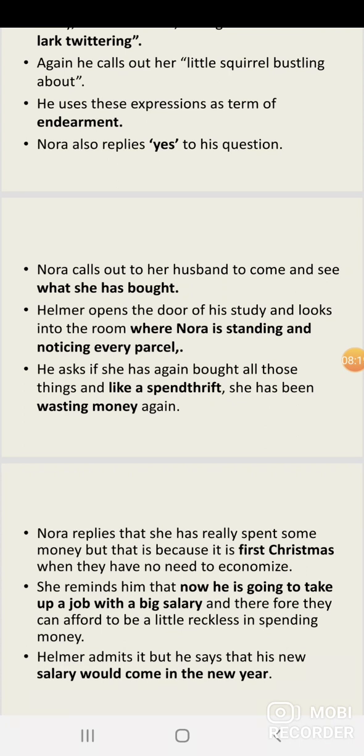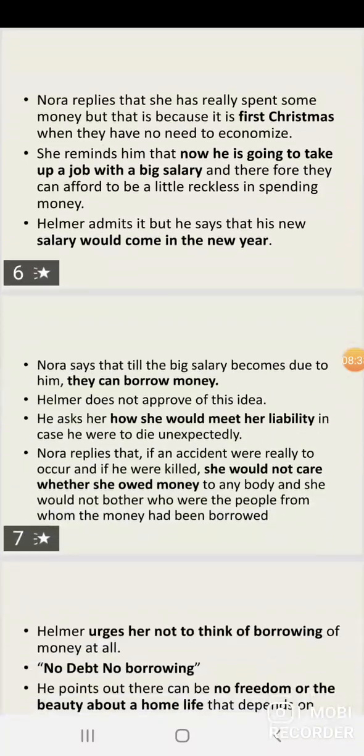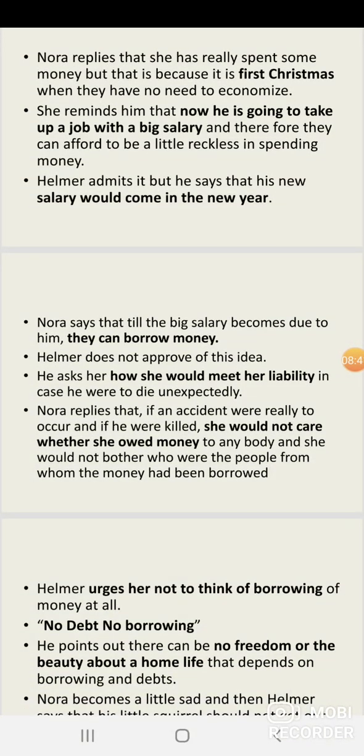Then Helmer tells her it's okay. He admits that it's okay that I am going to become an officer and will get a big salary, but not now. That I will get after 3 or 4 months in the new year. So till then we should not spend much more. On being told this by Helmer, Nora says that okay, then till the big salary becomes due to him, they can borrow money and enjoy life.